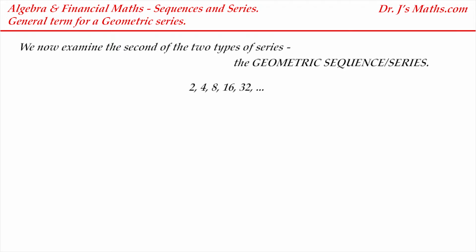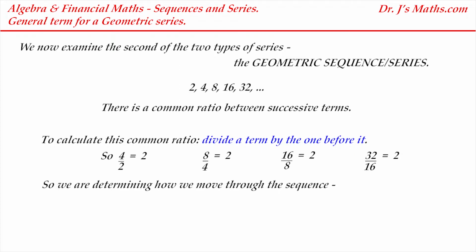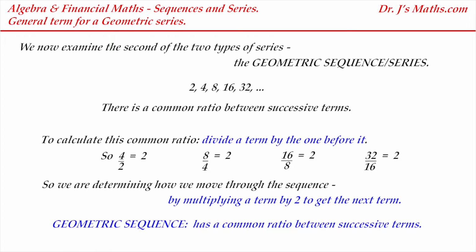Take the numbers 2, 4, 8, 16, 32. There is a common ratio between successive terms. And to calculate this ratio, we divide a term by the one before it. So 4 over 2 is 2, and so on, up to 32 over 16 equals 2. So we are determining how we move through the sequence, and that is by multiplying a term by 2 to get to the next term. A geometric sequence has a common ratio between successive terms.